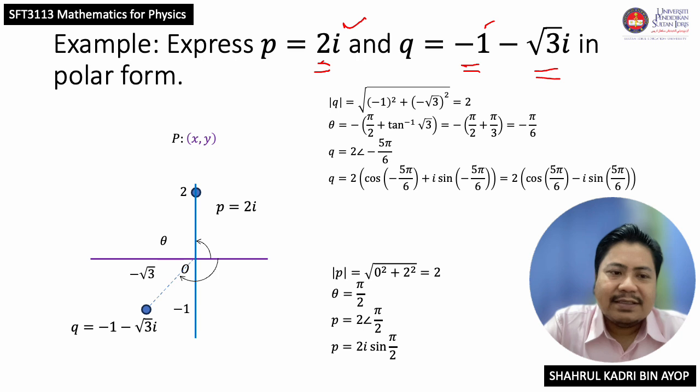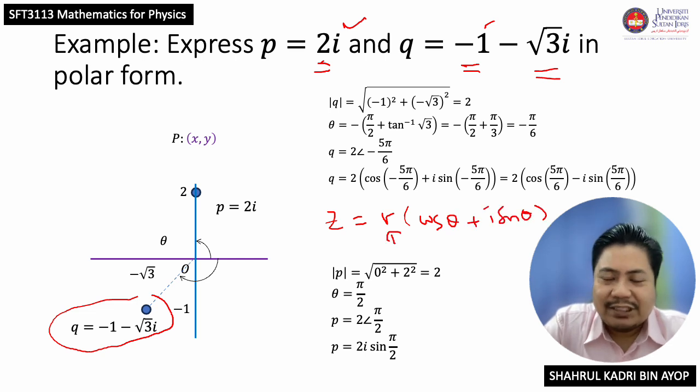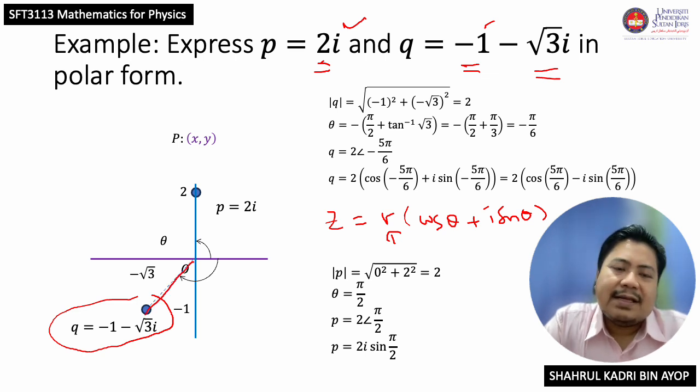Let's start with q first. Because the polar form can be written as r times cos theta plus i sin theta, we want to have r first, which is the modulus of the complex number. The modulus is just the hypotenuse. You can create a right triangle here, so you get the modulus.